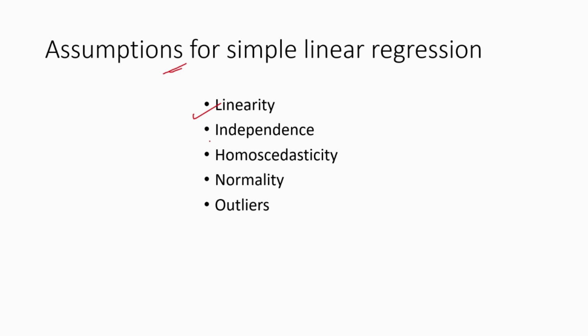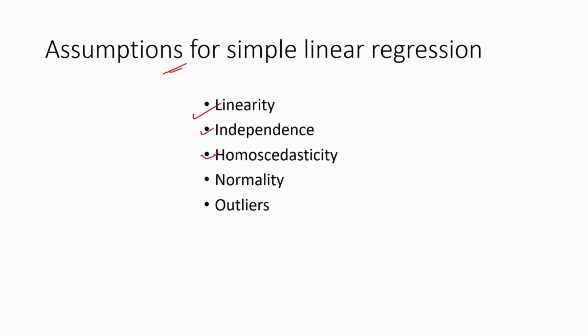Linearity. The relationship between the independent variable and the dependent variable should be linear. This means that the relationship between the two variables can be approximated by a straight line. Independence. The observations should be independent of each other. This means that the value of the dependent variable for one observation should not be related to the value of the independent variable for any other observation. Homoscedasticity.